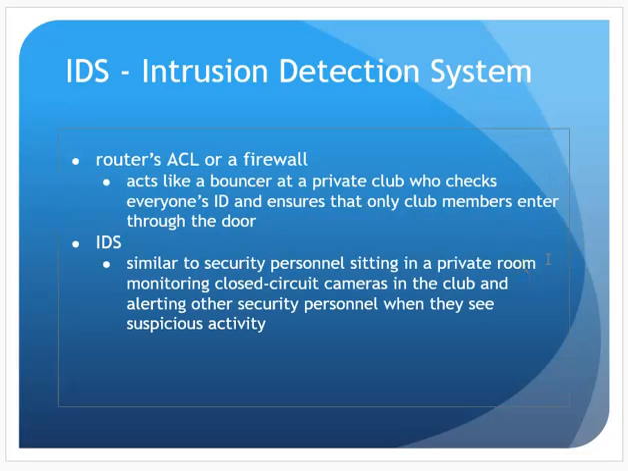Your router access list or firewall acts like a bouncer who checks ID and only lets club members enter the door, if you will. So there is kind of like a yes or no. Yes, if you're doing this, you're allowed in. No, if you're that, get out of here. IDS is similar to security personnel sitting in a private room, monitoring the closed circuit camera and giving the security personnel an alert: hey, there's something suspicious going on over there. Go check it out. That's all it's really doing. So it's there to help gather and inform.